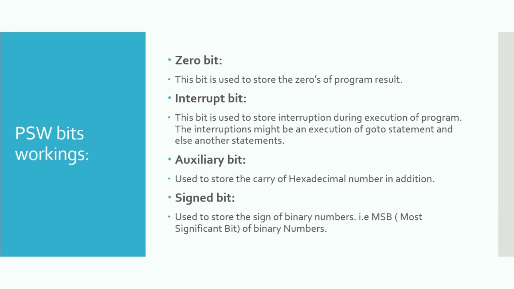And after that we have the auxiliary bit. Auxiliary bit is used to store the carry of hexadecimal numbers. In addition, we can say that while adding hexadecimal numbers, the carry is stored in the auxiliary bit. Then at last we have the sign bit. So what is the use of the sign bit? It is used to store the sign of binary numbers. The sign of binary numbers, you can say, is the most significant bit of binary numbers.